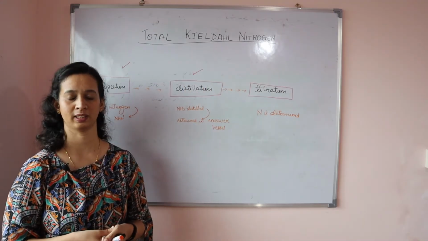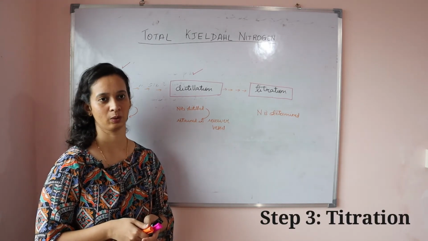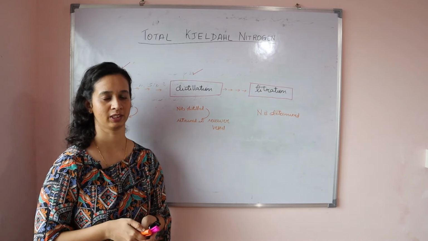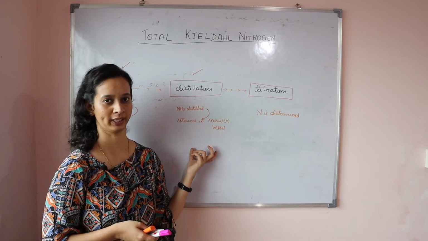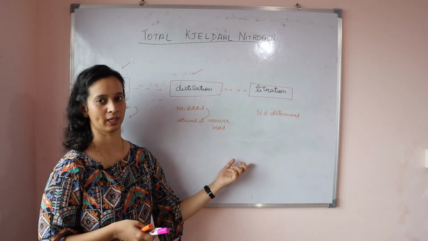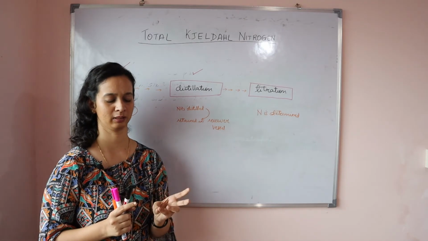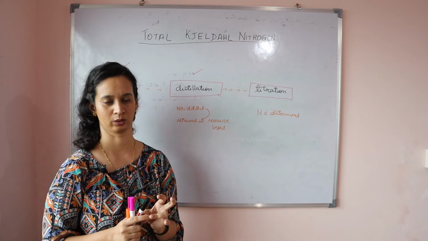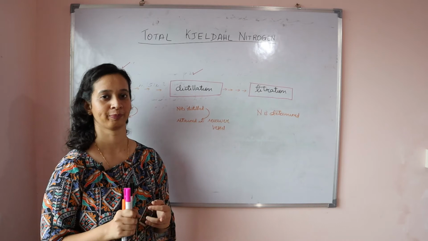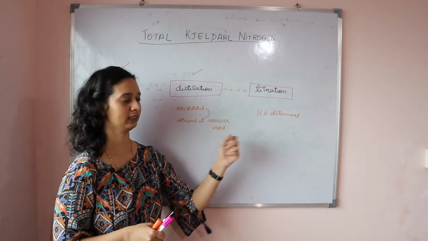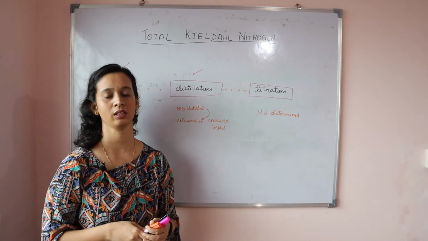Moving on to the next step, that is titration. Now our job is to quantify how much ammonia is present. In the distillation step, if the receiving solution was boric acid, then the titration requires methylene blue and methyl red as indicator, a mixture of methylene blue and methyl red prepared in ethanol. If in the distillation step the receiver solution was hydrochloric acid, then the indicator required is methyl orange, and this is titrated against 0.01 normal sulfuric acid.